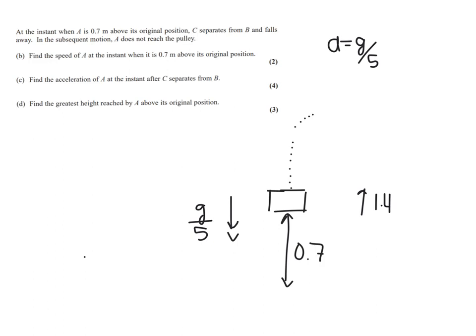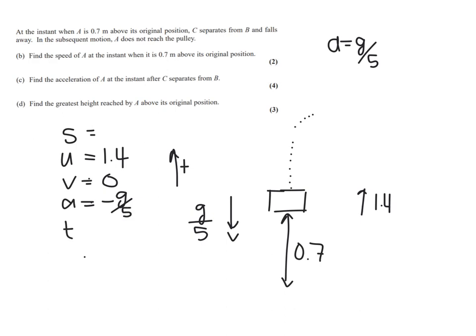So we can set up a final SUVAT here. We're interested in the height, so I don't know what it displaces to. At the instant when this whole little bit of our problem starts, it is moving at 1.4 meters per second, because that was its speed the instant B and C separated. We know that at the highest point, its velocity is 0. And we're going up at the moment, so up is positive, but we know that its acceleration is trying to slow it down, so our acceleration is going to be negative. And we're trying to find s, our displacement.